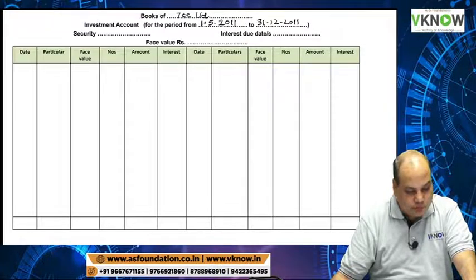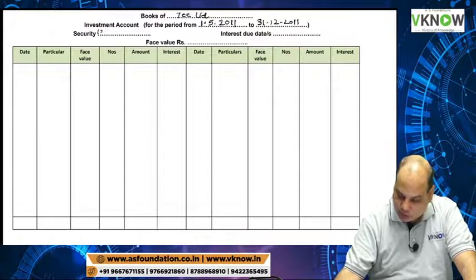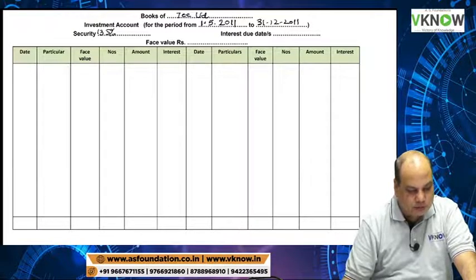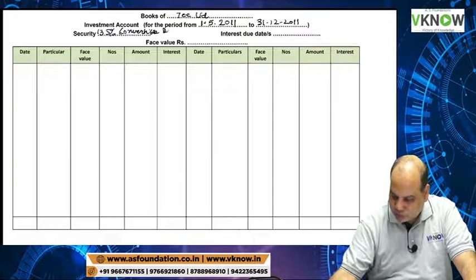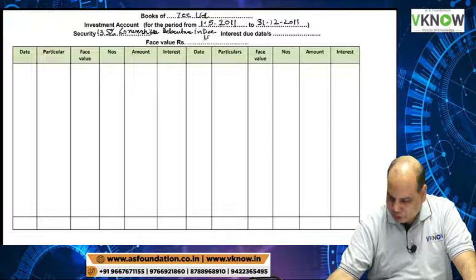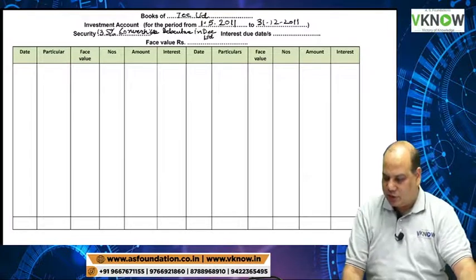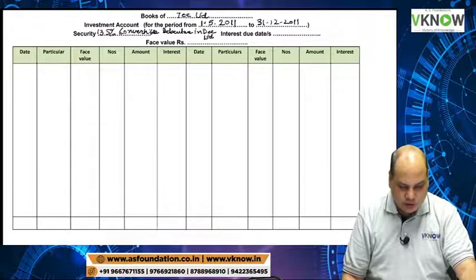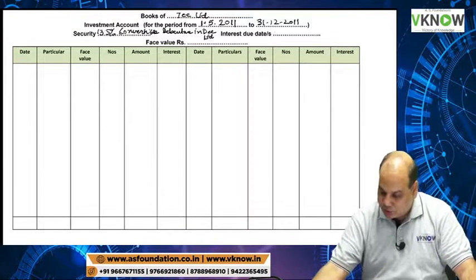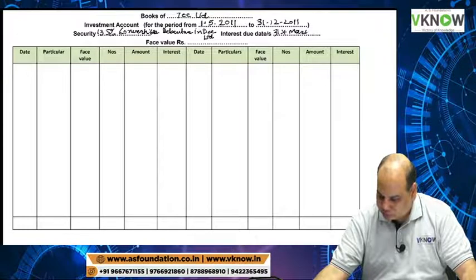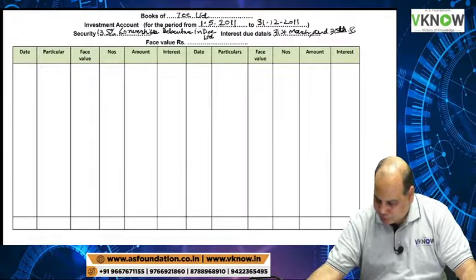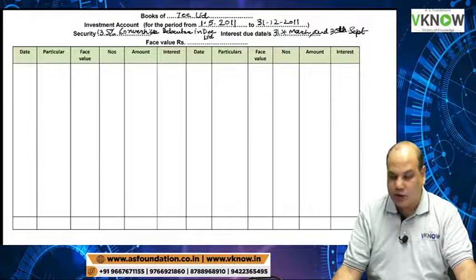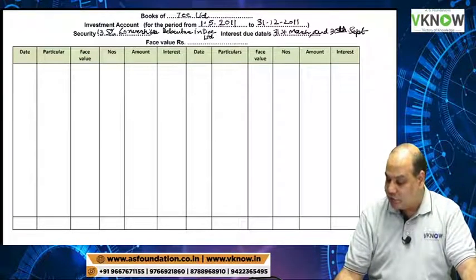Security. The name of the security is 13.5% convertible debenture in D Limited. The interest due dates given in the question are 31st March and 30th September. So please keep these two dates in mind, 31st March and 30th September. They will be required for some interest calculation.